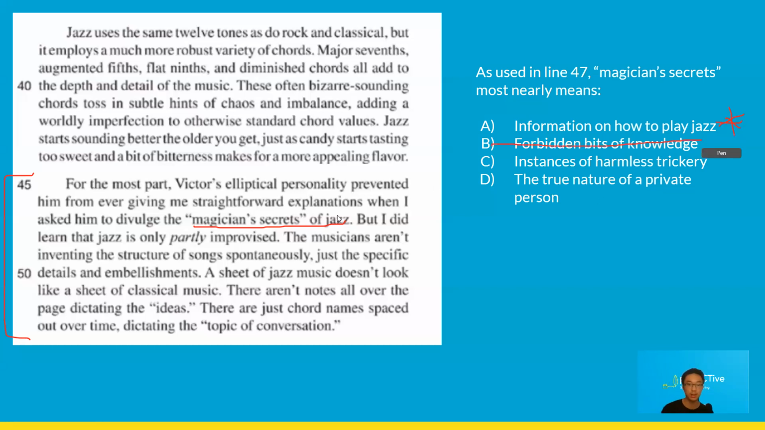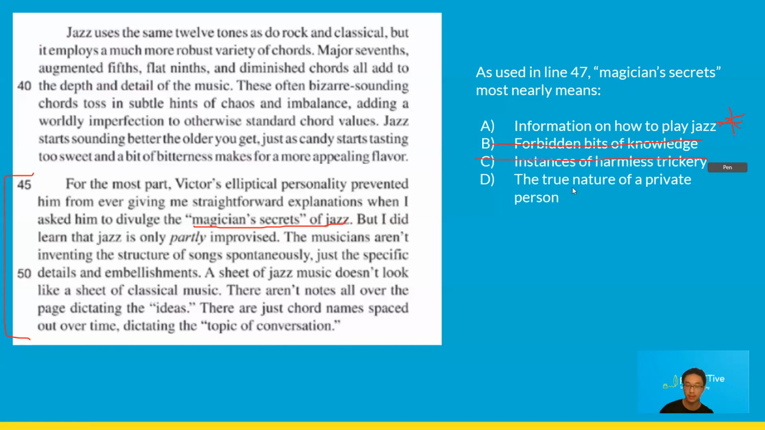And let's try C. So when I asked him to divulge the instances of harmless trickery of jazz, you see that doesn't really fit because jazz musicians like Victor, they're not trying to trick anybody, right? And you're not pulling pranks or anything. So even though magicians sometimes do tricks, that's not what it means in the context of this passage. So we can eliminate C.